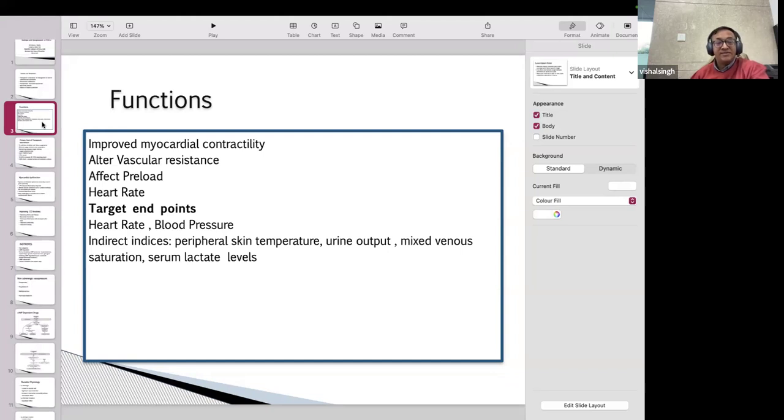And the target endpoints for every inotrope or vasopressor is to see that what we achieve is a desirable heart rate, which is neither very high nor very low, and a blood pressure which is acceptable, targeting achievable blood pressure ranges. Expecting the patient to do better on very high blood pressures and giving high doses of inotropes and vasopressors will never work for anyone. And obviously the indirect indices, which is the peripheral skin temperature, your urine output, mixed venous oxygen saturation, and your serum lactate levels, which is the current status for our microcirculation monitoring.